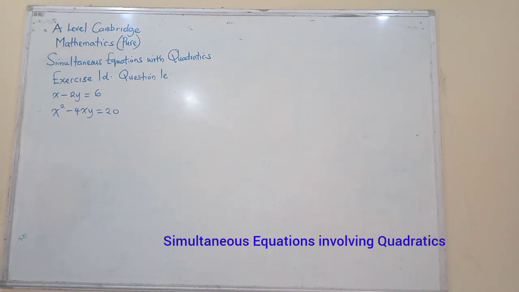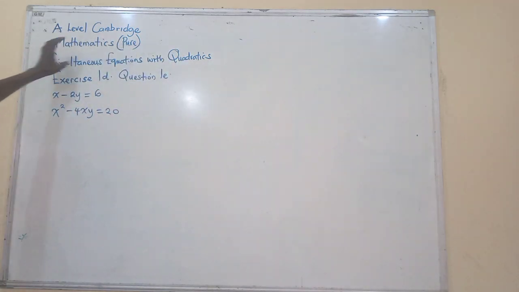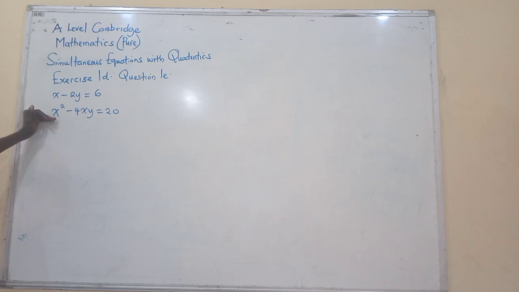Considering our A-level Cambridge experience, pure maths, we're still looking at quadratics. So we're handling simultaneous equations with quadratics. We have equation 1 and equation 2 drawing from exercise 1B, question 1E of the Cambridge text. Now, how do you solve this?